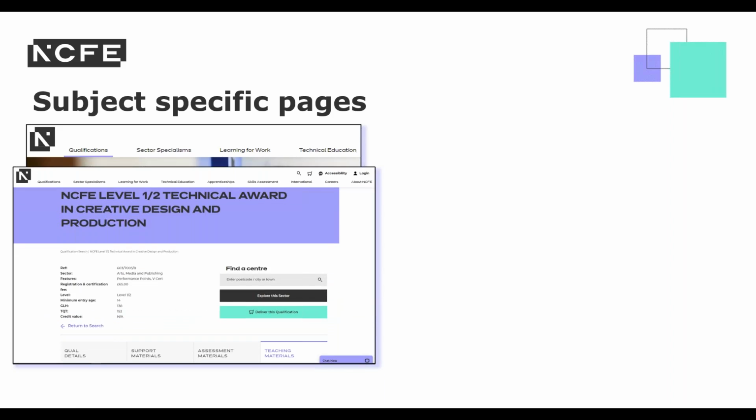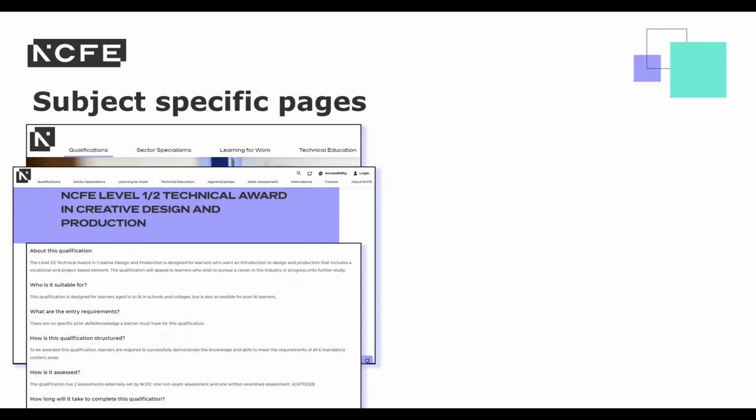This is the page for creative design and production. And if you scroll down, you will see some brief information about the qualification, including the career opportunities and performance table details. You can also use the Find a Centre function to explore outside of the classroom learning opportunities, as well as network with other teachers.